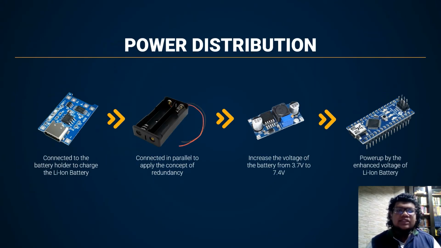First, we have a Type-C charging port to charge our lithium-ion batteries. This charging port is connected to the battery holder. In this battery holder, these two lithium-ion batteries are connected in parallel in order to apply the concept of redundancy. If one of the batteries fails, all the sensors can still give a reading using only one battery.